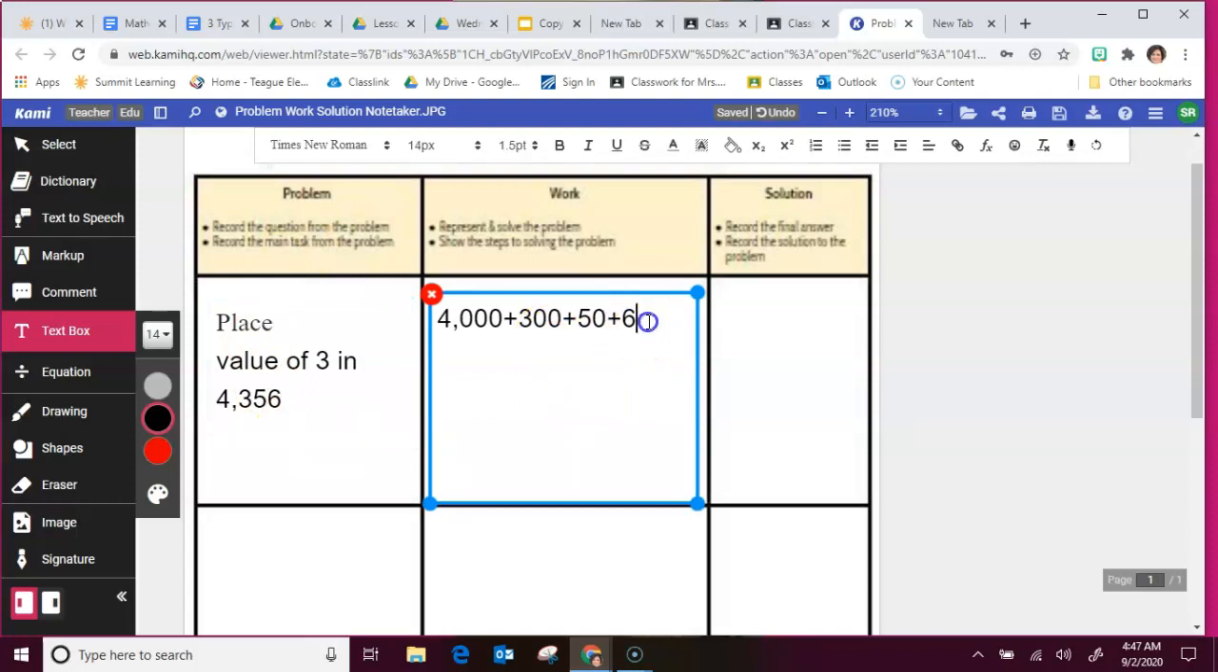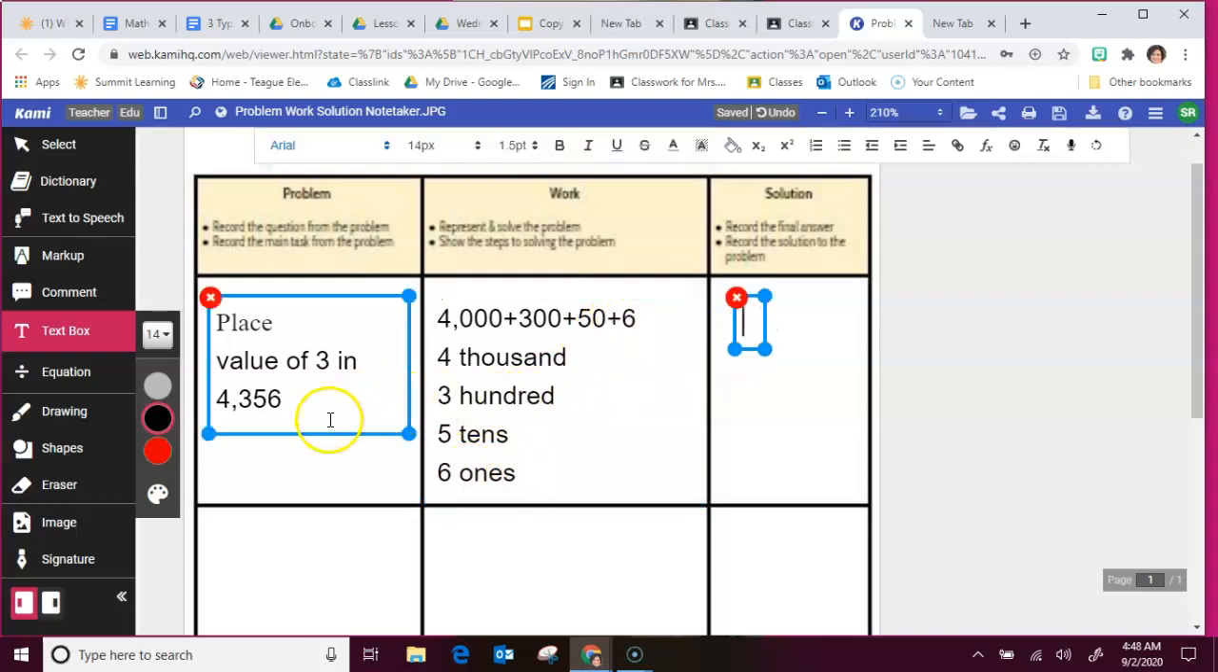The next thing he did after he put it in expanded form was he wrote it out with numbers. So I can write 4,000, 300, 50, and 6. Do you see what I did? 5 10s and 6 1s. This is just telling me that the 4 is in the thousands place, that's my 4,000. 3 in the hundreds place is my 300. 5 in the tens place is my 50, and 6 in the ones place is my 6.